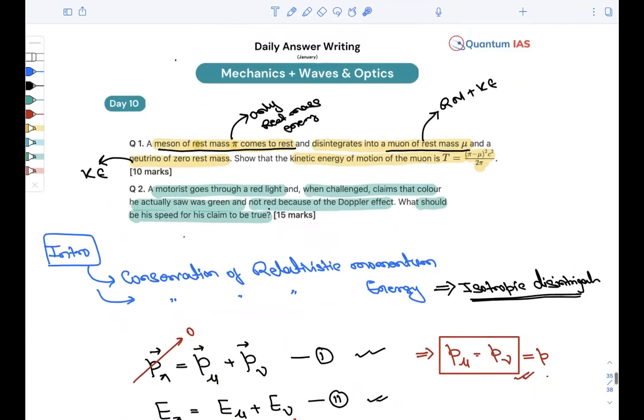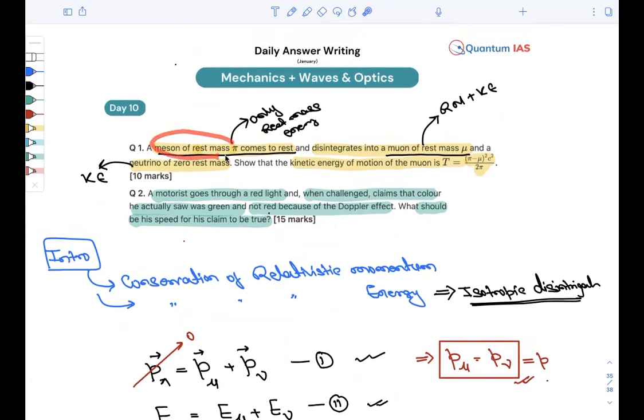Now, meson of rest mass pi comes to rest. That means it will have only rest mass energy. It will not have any kinetic energy. It disintegrates into a muon of rest mass mu. That means it will have rest mass energy as well as kinetic energy. Neutrino again has zero rest mass. That means it will have only kinetic energy.